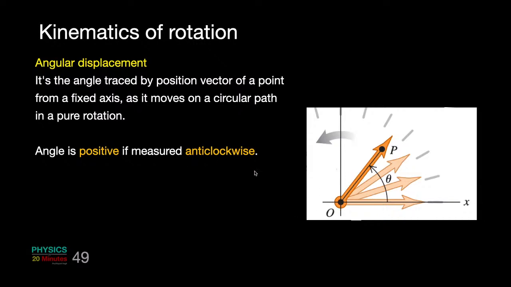I hope everyone knows how to read time on a clock, how the clock hands move. If the body is moving in a sense which is opposite to it, then the angle theta is positive, or increasing angle theta, we say. Angle is negative if it is measured clockwise. So if it is moving in the clockwise sense, then the angle is negative.